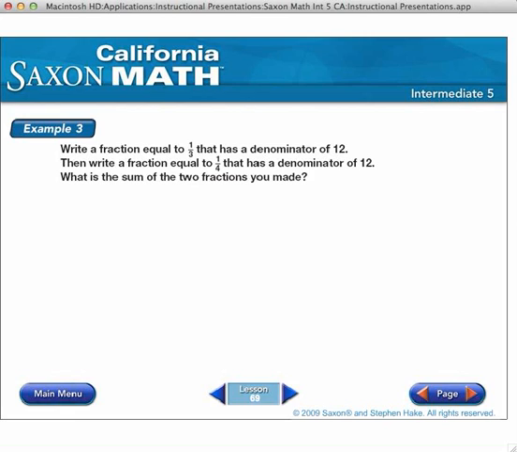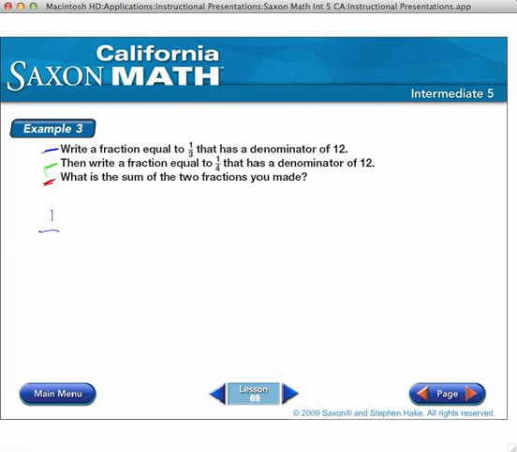Write a fraction equal to 1/3 that has a denominator of 12. Then write a fraction equal to 1/4 that has a denominator of 12. What is the sum of the two fractions you just made? Okay, this is a 3-step problem. Step 1, step 2, and step 3. So let's take this one at a time. Step 1, write a fraction equal to 1/3 that has a denominator of 12.